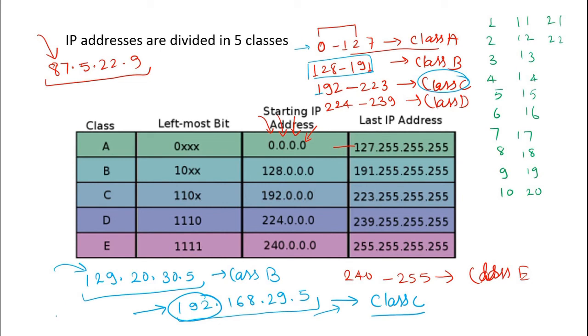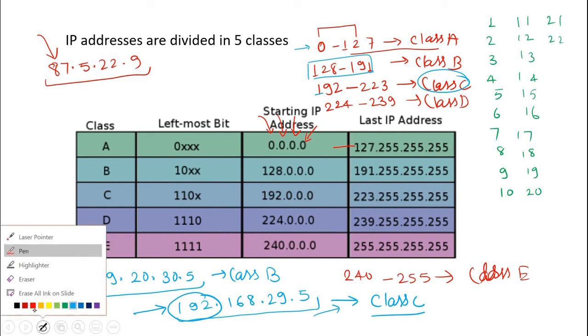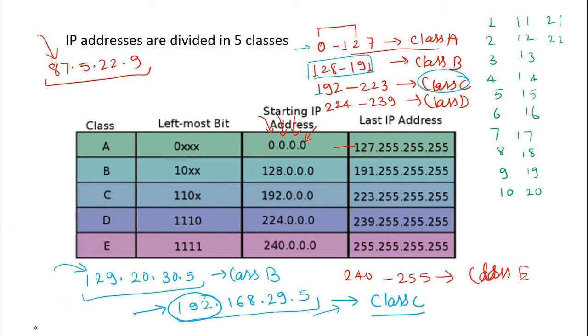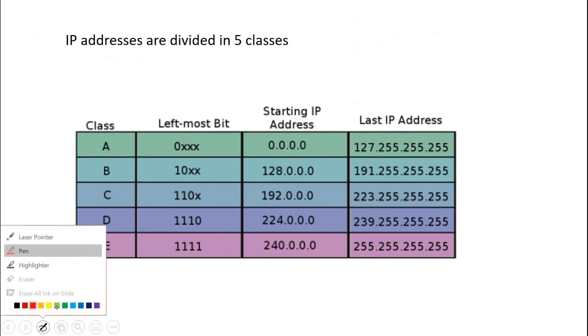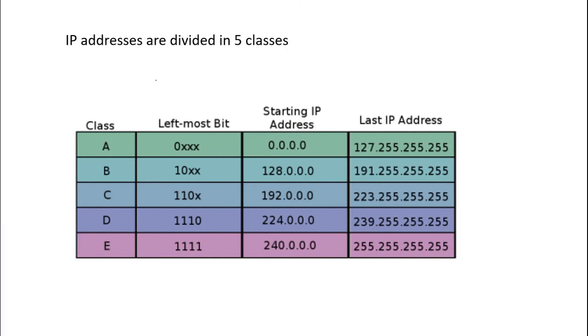Now you will have one question in your mind: why is Class A only 0 to 127, or why is Class B 128 to 191, and why is it like that? Why do we do that? There is a concept called the priority bit concept, or some people also call it the first octet rule.